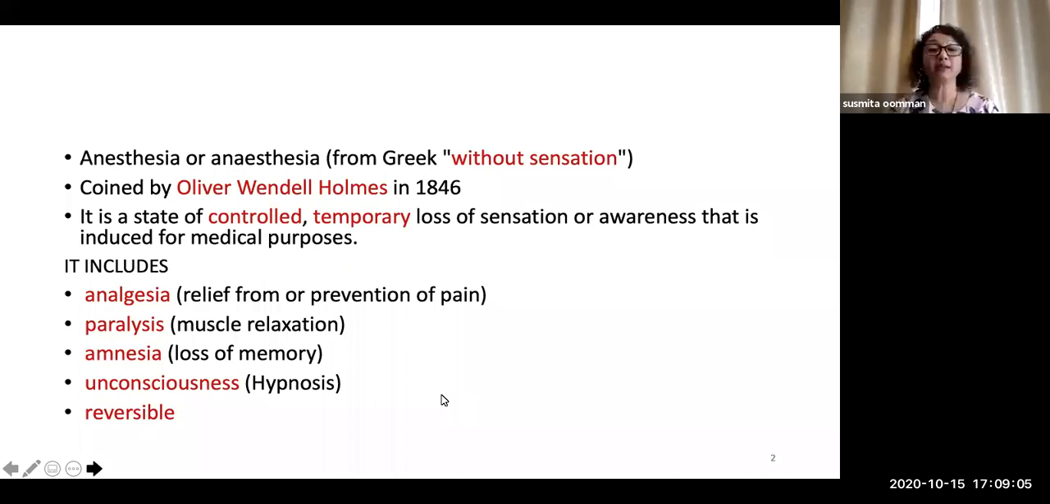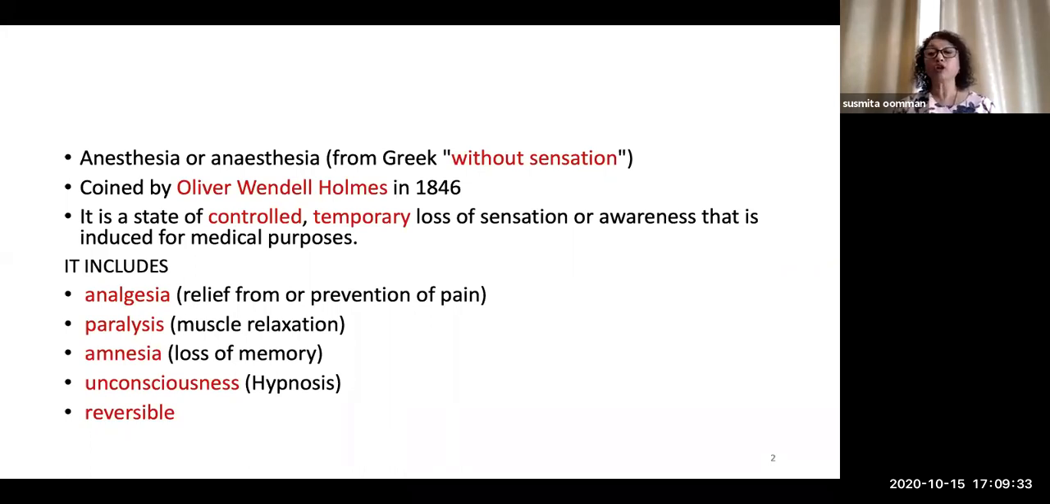what do we mean by the word anesthesia? It is a Greek word and it means without sensation. This was coined by Oliver Wendell Holmes in the year 1846. And the main thing is that it is controlled, it is temporary, it is a loss of sensation or awareness, and we do it only for medical purposes.